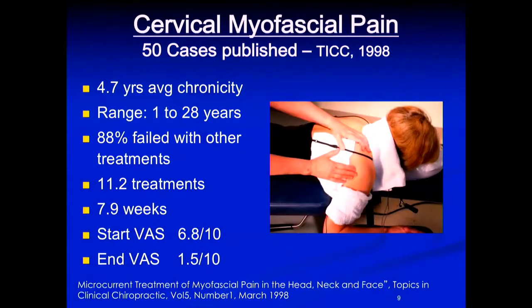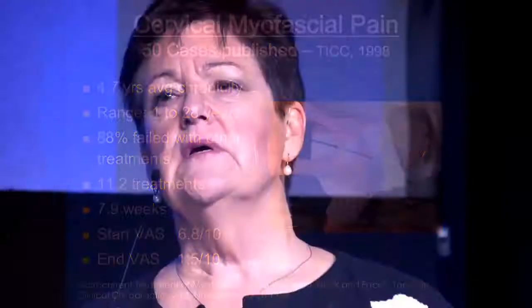And we know we can treat muscle pain. That's where I started out. First paper we published was cervical myofascial pain. There were 50 cases, 5 years chronicity. The range was 1 to 28 years. And 88% of those patients had failed with other treatments. So we figured that if they were going to have a placebo effect, they would have had that placebo effect with one of the 6 other people they've seen before they got to the clinic. So they were effectively their own controls.